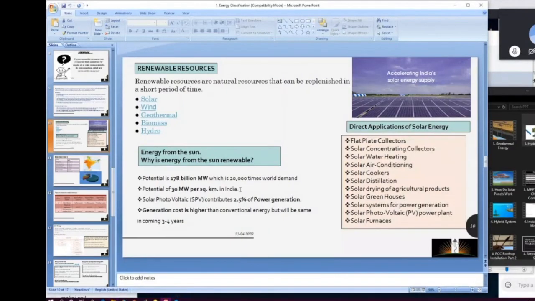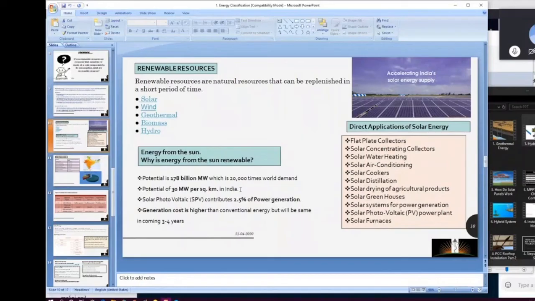Now, as we have discussed the 5 major renewable sources of energy: solar, wind, geothermal, biomass, hydro, right? In our course, we are going to concentrate mainly on solar energy. As we know, solar energy comes from the sun, and as the sun rises every day, it's a renewable energy. What are the direct applications of solar energy?